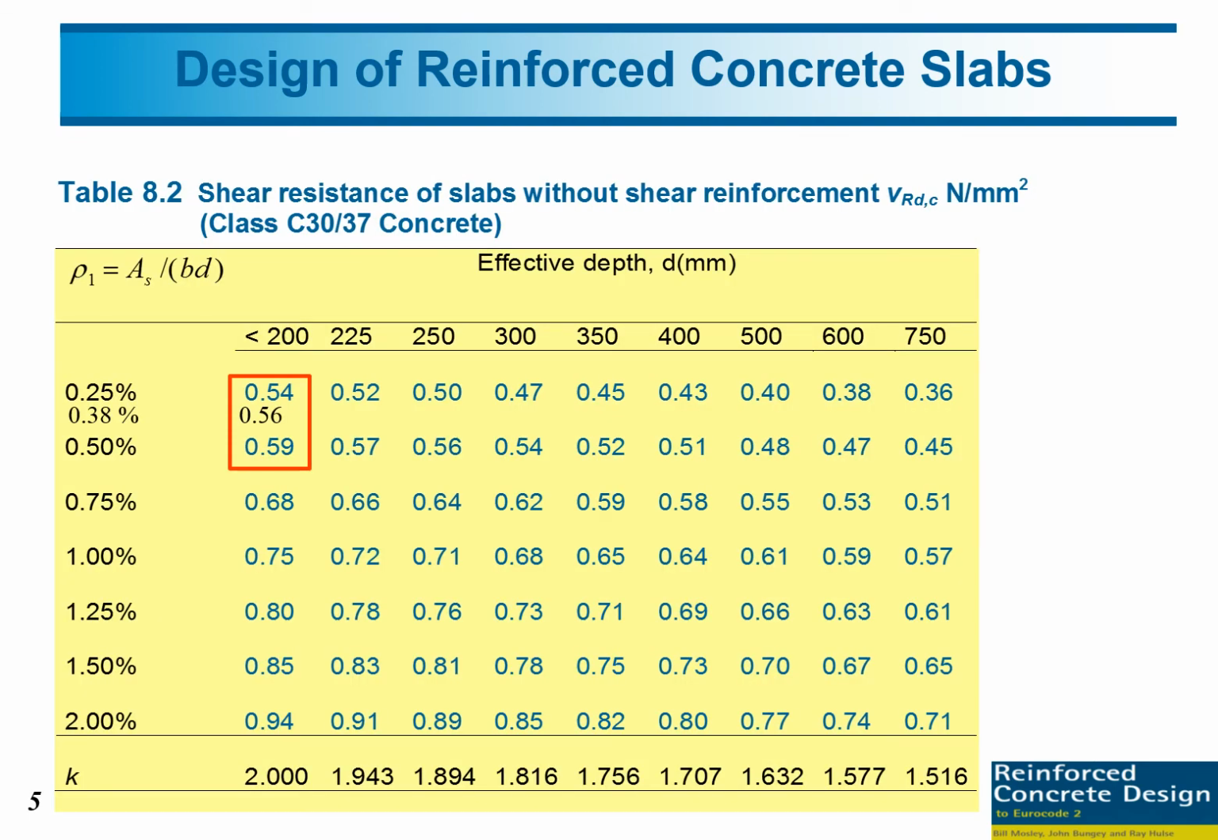In Table 8.2, you can see the steel ratio is 0.3x%, and the slab thickness is 175, which is less than 200. So we need to interpolate between 254 and 259 so that we have 0.56.